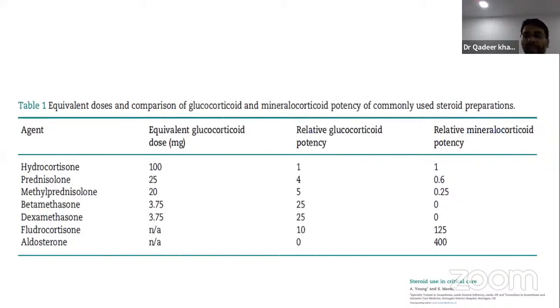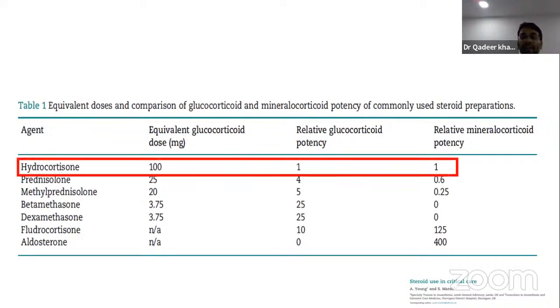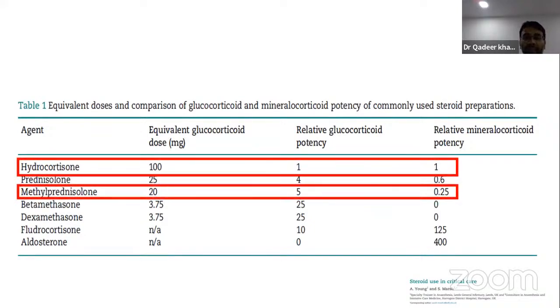When administering steroids to patients, we need to know the relative potency of each steroid so that the changeover from one dose to another, or oral to IV form, can be done and adequate dosing can be given. As we all know, the glucocorticoid and mineralocorticoid potency of hydrocortisone is 1 and 1, and the equivalent dose is 100. So 20 mg of methylprednisolone will be equivalent to 100 mg of hydrocortisone.